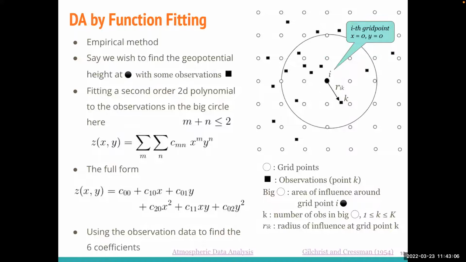Okay, so it's pretty easy how we fit the data. This is one of the methods; there are many, many methods. So let's say you are here. This is one of the model grids. The circle ones are the model grids, right? And the squares are the stations.